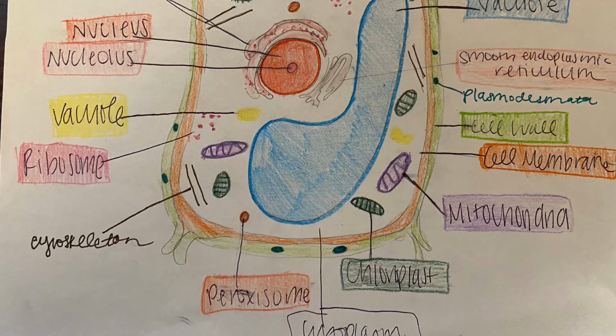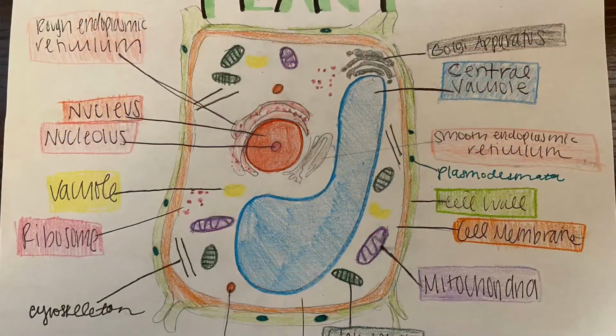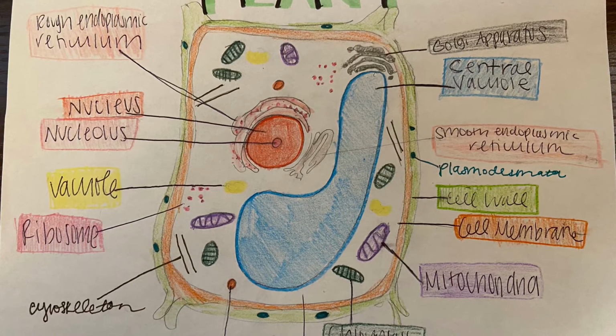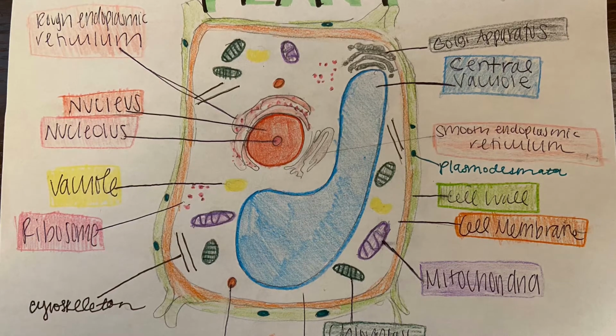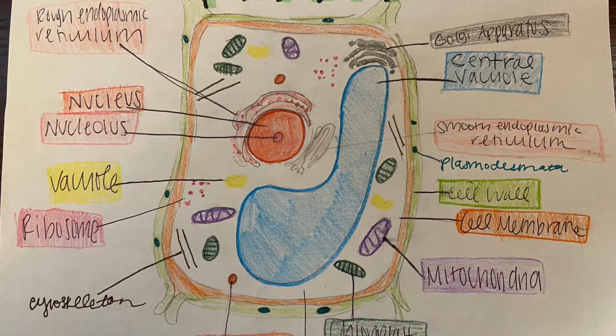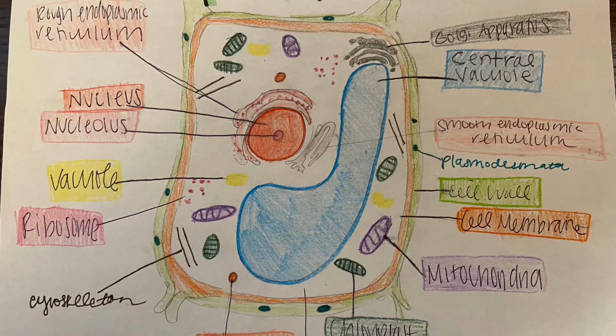Now, our cell wall and plasmodesmata. So the cell wall provides support for this plant cell. It protects against any kind of stress, and it allows cells to develop turgor pressure, which is the pressure of cell contents versus cell contents of the cell as a whole.